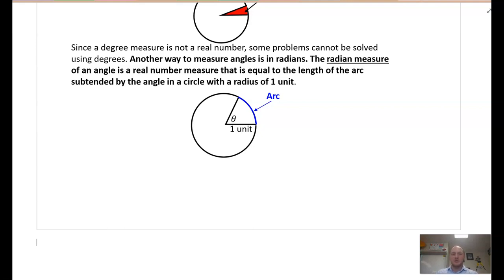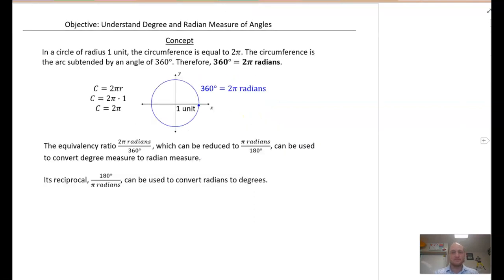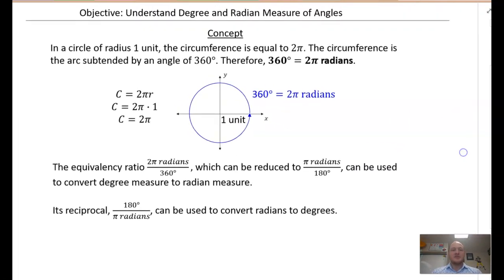Now, radian measure is a real number, and it's equal to the length of the arc subtended by the angle in the circle with a radius of 1 unit. Okay, and they have a visual here. So in a circle of radius 1 unit, we know that the circumference is equal to 2 pi, right? And you know this, the circumference of a circle is 2 pi r. So if my radius is 1, then it's 2 pi all the way around.